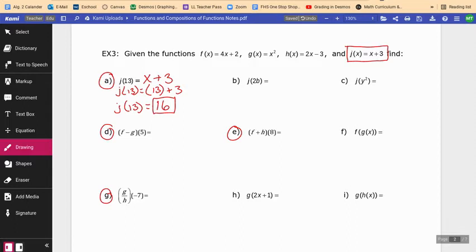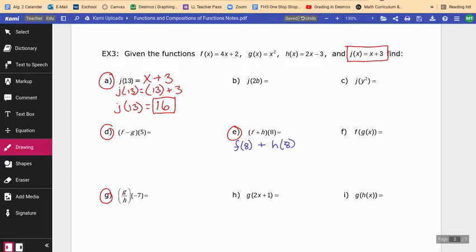Okay, so that's just kind of what I just showed you. All right, so now we get a little bit more complicated. I'm going to go to part E. This says f plus h of 8. So what does that mean? Now we're just doing two compositions at the same time. What this is saying is I'm going to find f of 8 and I'm going to find h of 8, and I'm going to add those two values together.